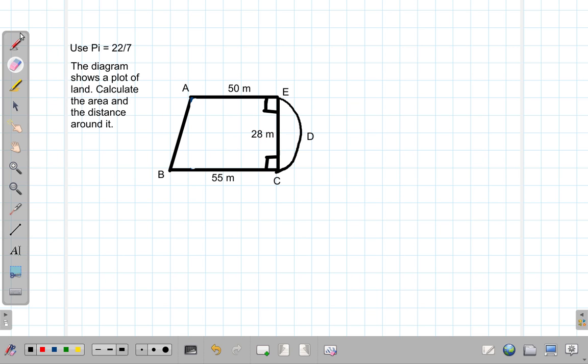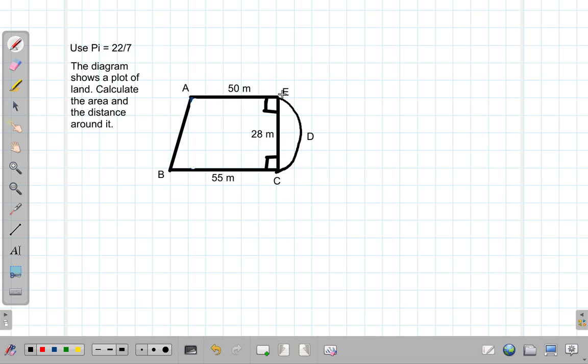Let's look at this example on measurements. Using pi, that's 22/7. The diagram shows a plot of land. You must calculate the area and the distance around it. So let's go. We have AE.